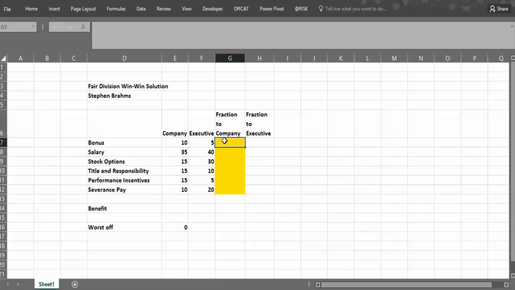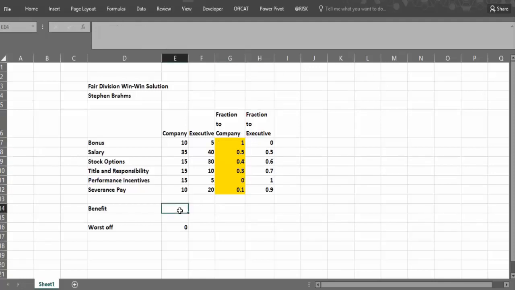Well, the changing cells would be what fraction of the negotiation goes towards the company, let's say. So it's a number between 0 and 1. We can just make some numbers up here. And then the remaining fraction would go to the executive: 1 minus that. So there, for the bonus, the negotiation totally goes in favor of the company. If I put a 0 here, the performance incentives would totally go in favor of the executive.